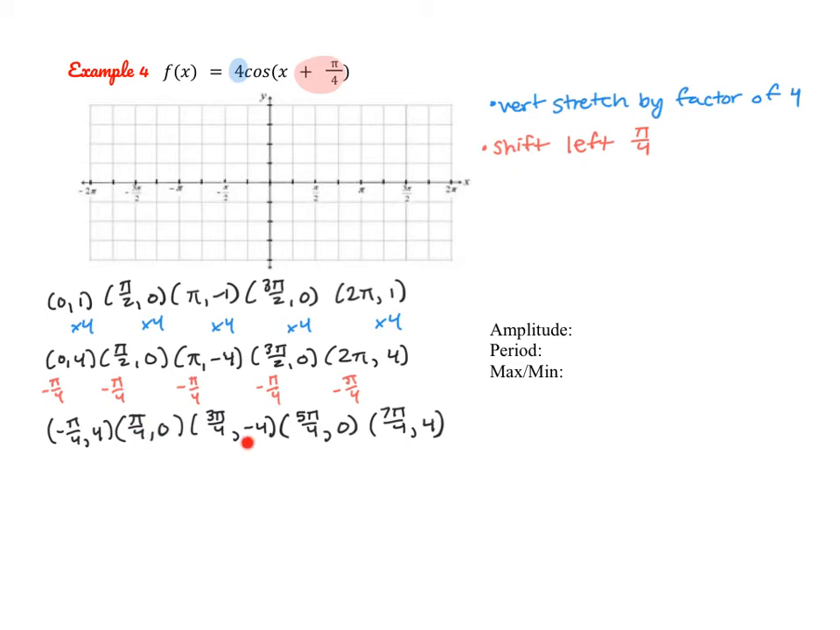Okay, so now that I have my new points, let's plot them. So again, I'm actually counting by pi over 4 on my x-axis, so this should be pretty easy for us to graph. So we have negative pi over 4, positive 4, so way up here. And then we have pi over 4, 0. Then we have 3 pi over 4. So again, if this is 1 pi over 4, this is 2 pi over 4, this is 3 pi over 4. And then we have negative 4, so way down here. 5 pi over 4, 0. And then 7 pi over 4, 4. So it looks like this.